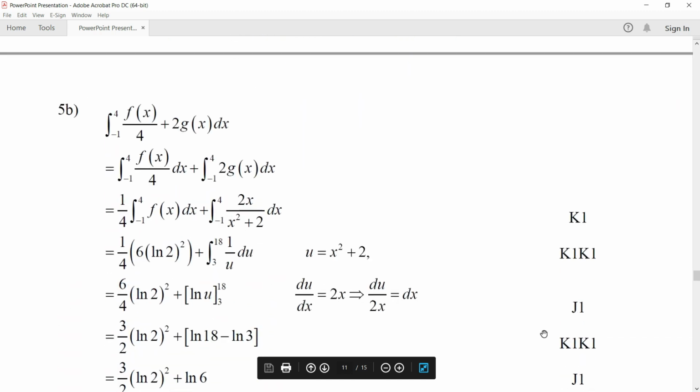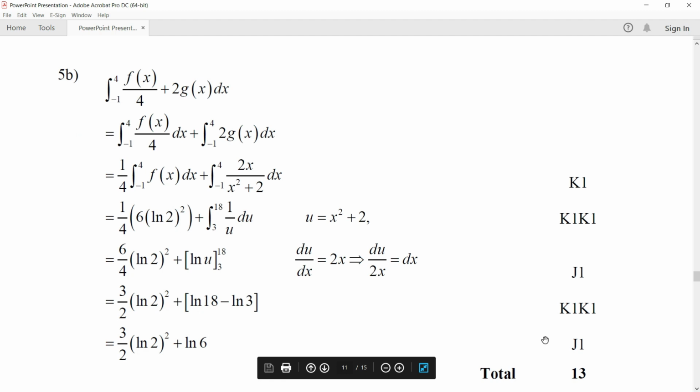Okay, question 5b now. You are asked to integrate this one from negative 1 to 4, f(x) over 4 plus 2g(x) dx. Okay, split it. This part you integrate from negative 1 until 4. This one also you integrate from negative 1 until 4. Okay, so f(x) over 4, 1 over 4 is a constant, you can take it out. So it becomes like this. Okay, 2g(x).